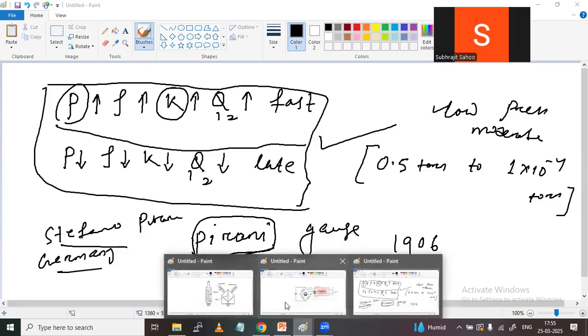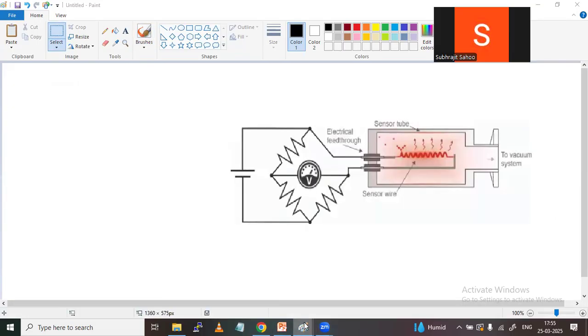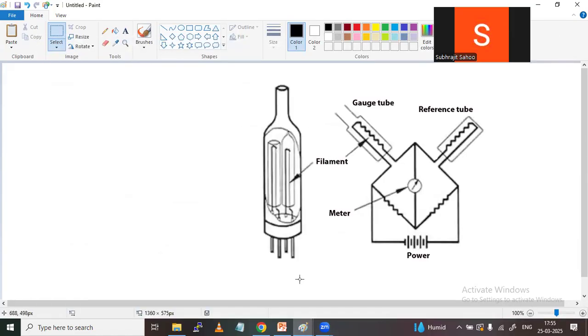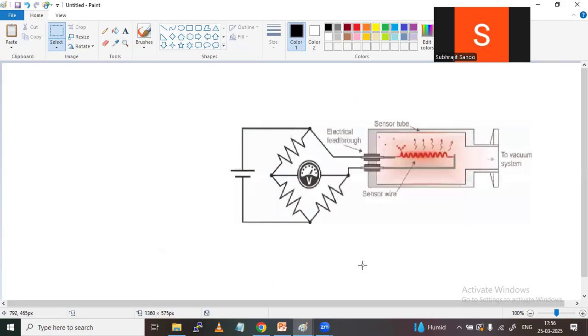Observe carefully. This is one diagram. There are three methods by which we can do pressure measurement using this Pirani gauge. I will tell both methods here, don't worry. Now this is my first one, the Pirani gauge. I told you some electrical equipment is required. So here a Wheatstone bridge circuit is used, and the Wheatstone bridge circuit is supplied with some voltage.